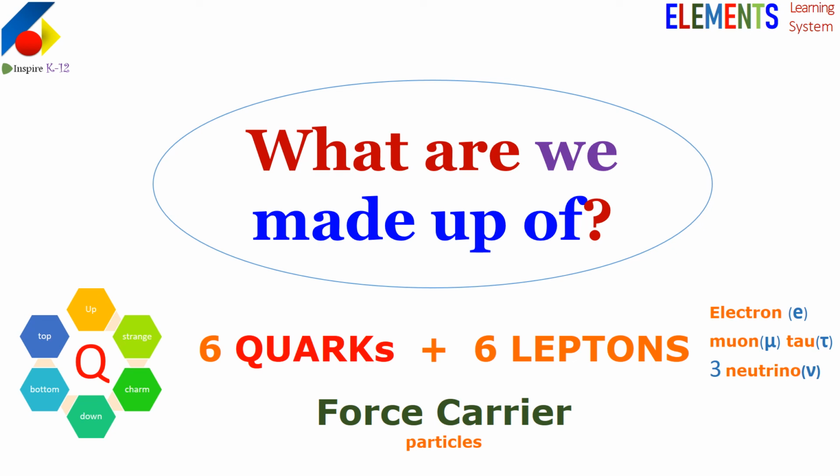What are we made up of? The answer is quarks and leptons. Quarks are of 6 different flavors, and leptons again are six types: electron, muon, tau, and 3 neutrinos. And how they interact together and what glues them are force carrier particles. Any force in the world is actually described by that category, which is called the bosons.